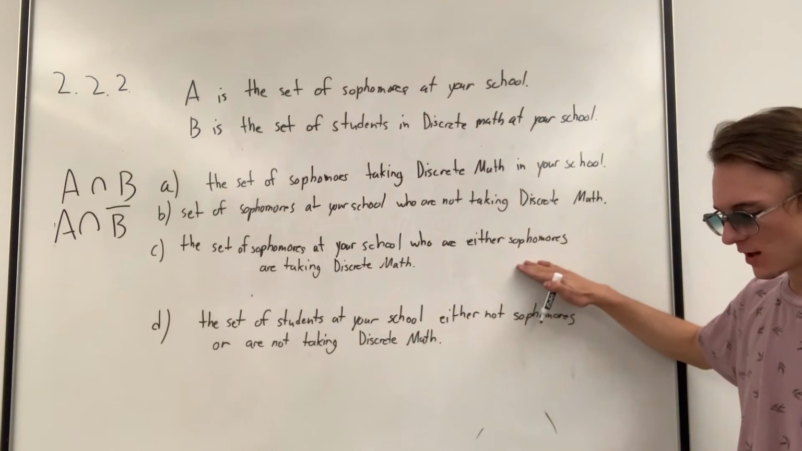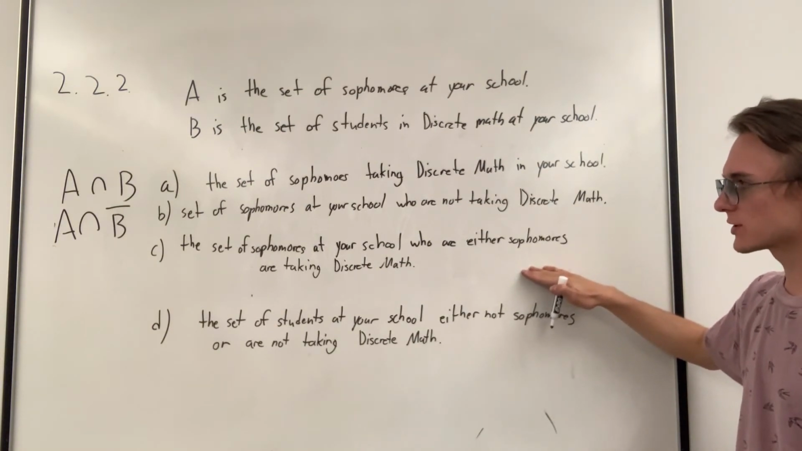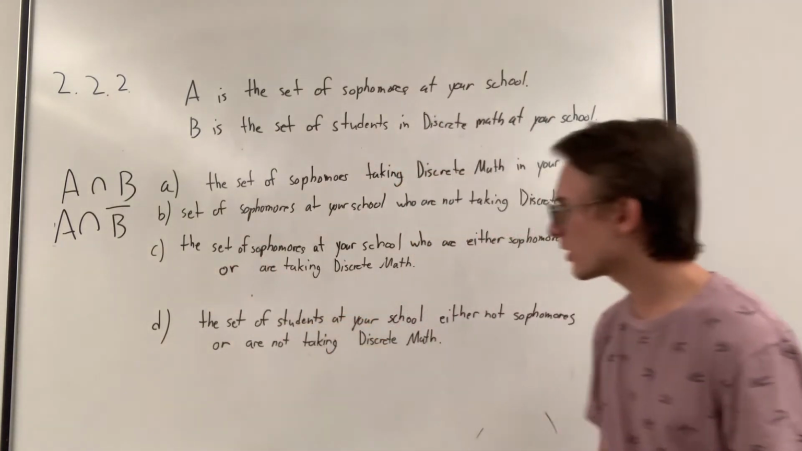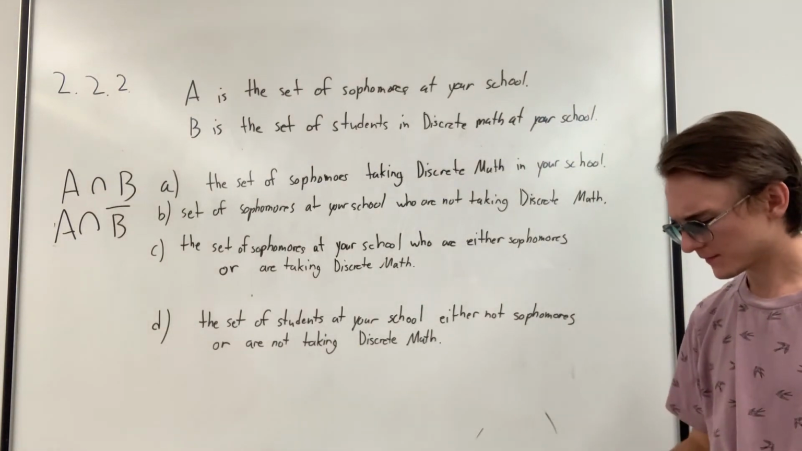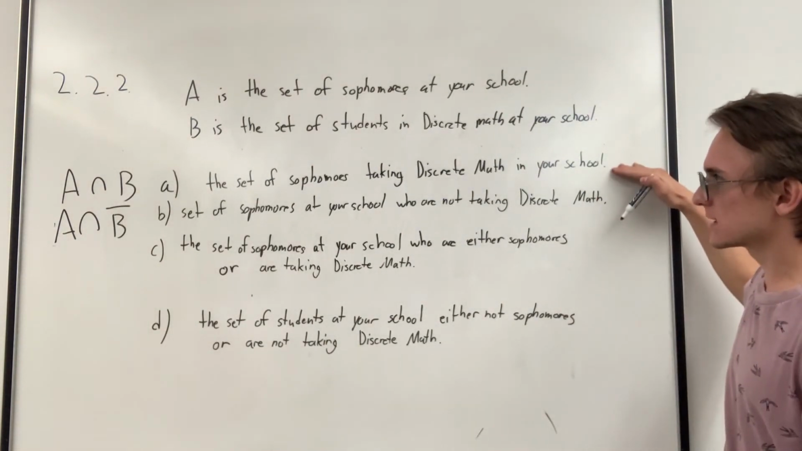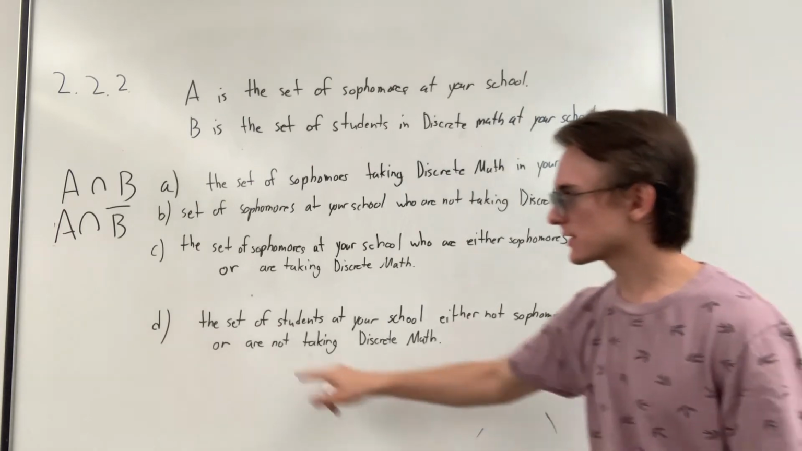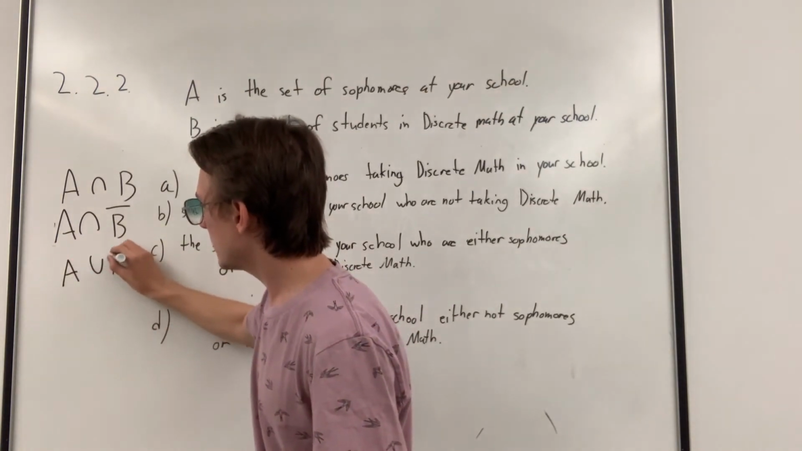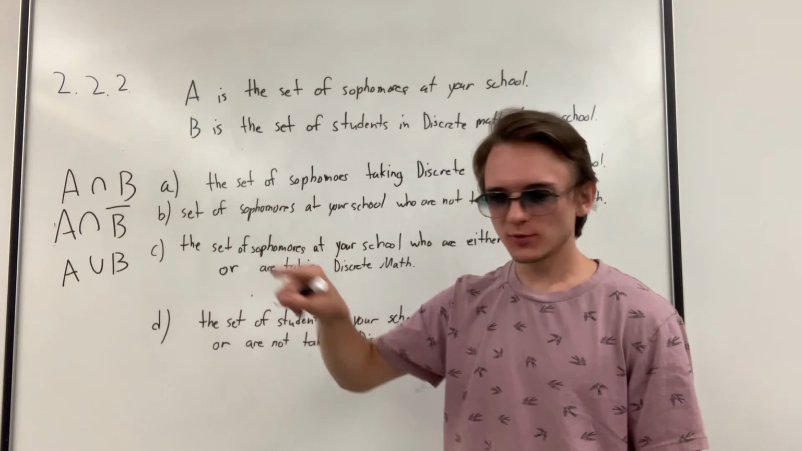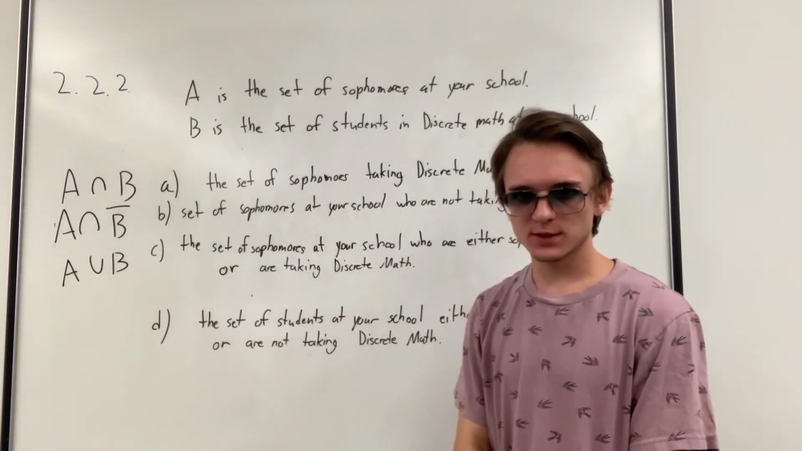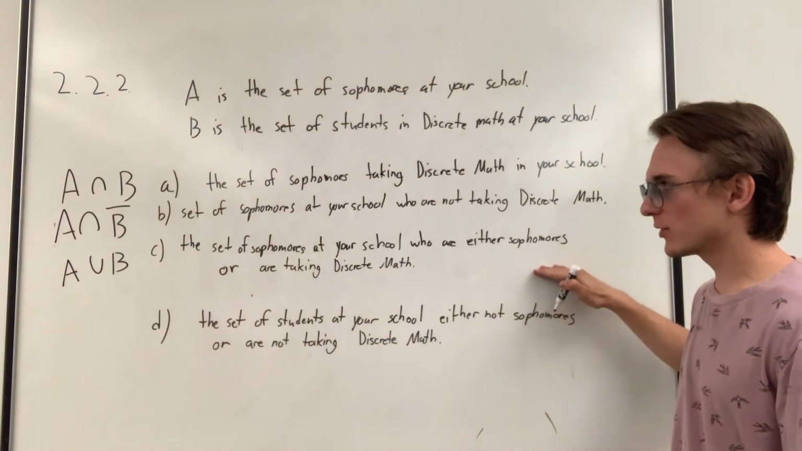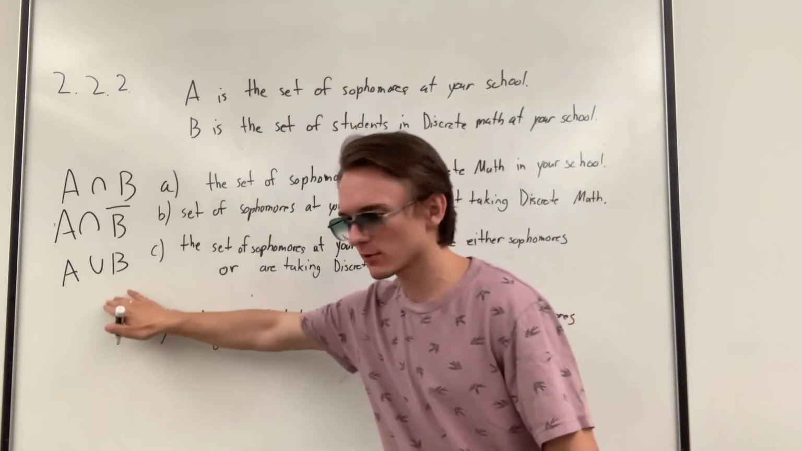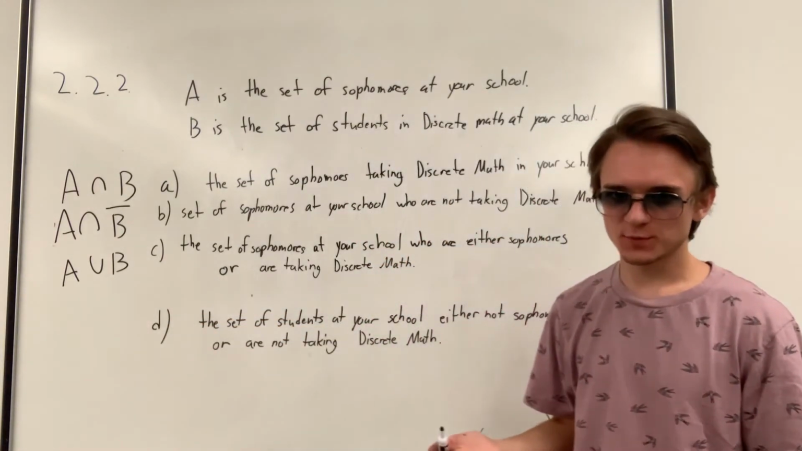Okay, the set of sophomores at your school who are either sophomores or, should be an or, are taking discrete math. So this is just like A, but instead of it being an and, this is an or. So this would just be A union B. It's a U for union, and it's kind of like the or operator from propositional logic. This is a set of people who are doing one or the other. So it's kind of like that downwards facing caret, but in this case, it's a downward facing U, which I guess would just be a normal U.